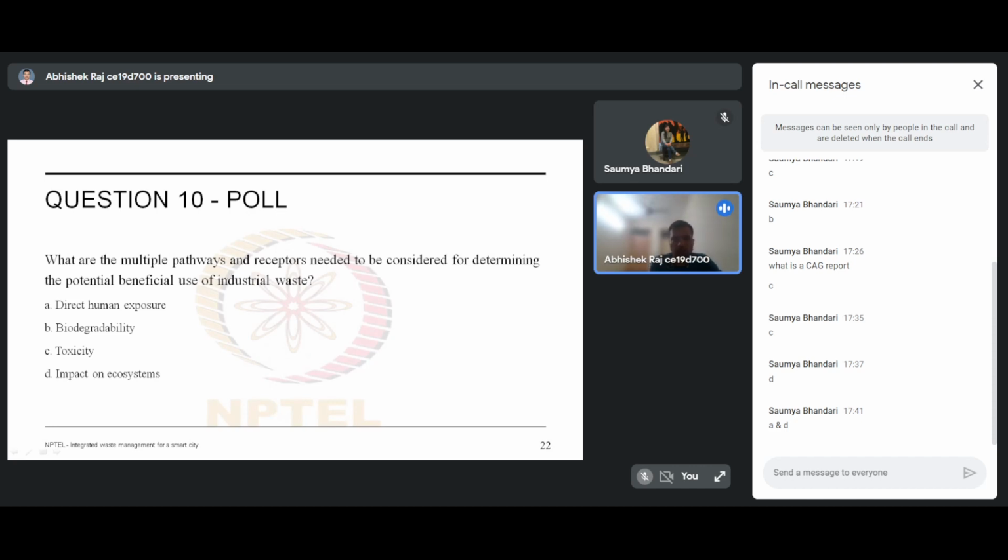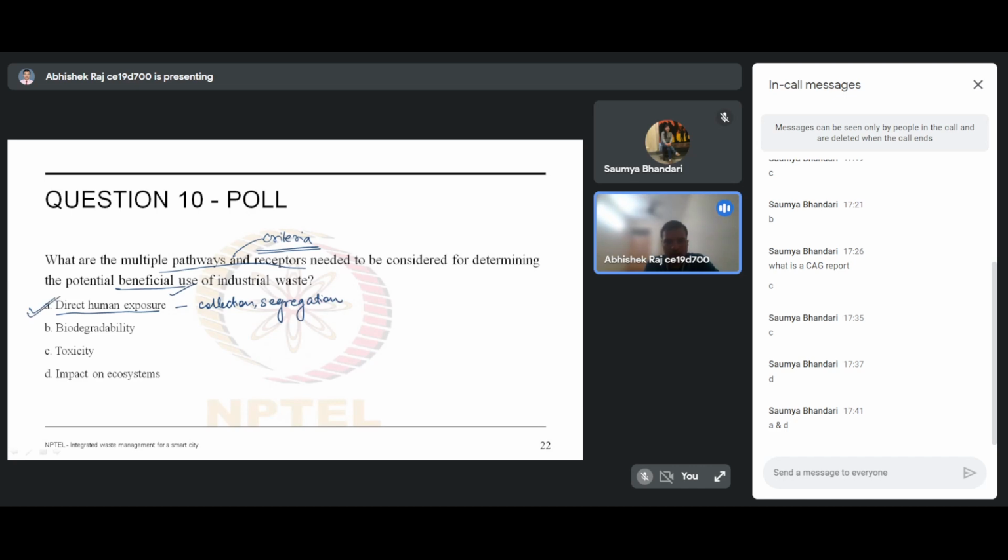So here we are talking about the multiple pathways and receptors that need to be considered for determining potential beneficial use of industrial waste. This is nothing but the criteria that we need to consider for determining if we can use any waste material for its beneficial use. The first thing obviously that we need to check is the direct human exposure. This is for the people who are engaged in the collection and segregation of the waste, so they can get exposed to the harmful effects of this waste. So we need to consider that.